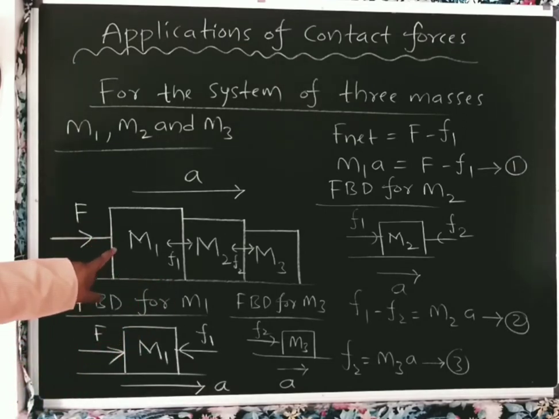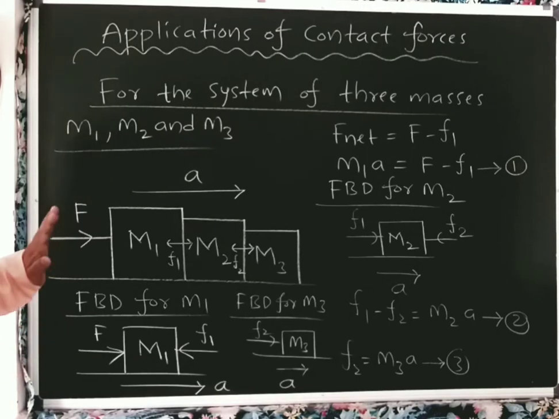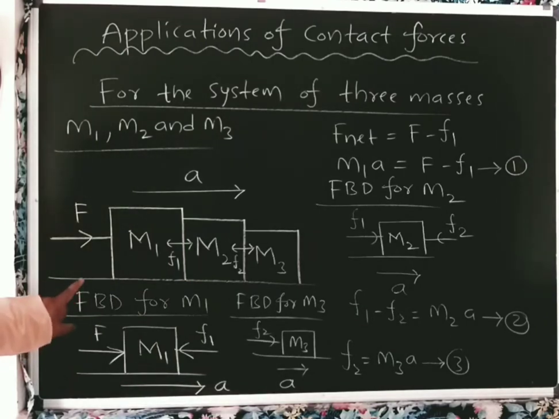So here three masses M1, M2, M3 are kept in contact with each other along the horizontal surface. Let capital F be the applied force on the system of three masses. Your entire system accelerates along the horizontal surface, or along the x-axis. First of all, we have to derive the expression for mass M1.